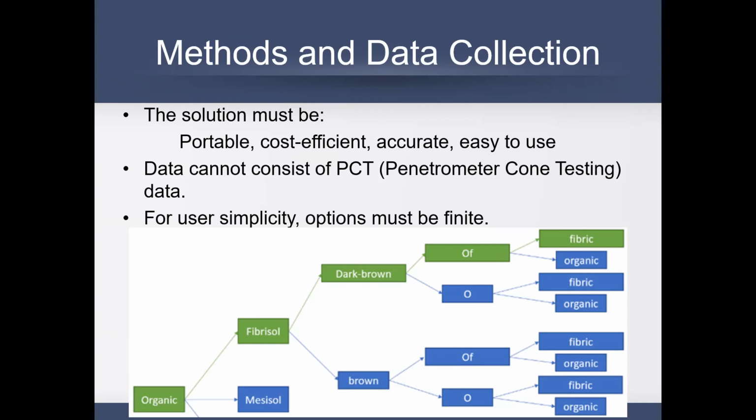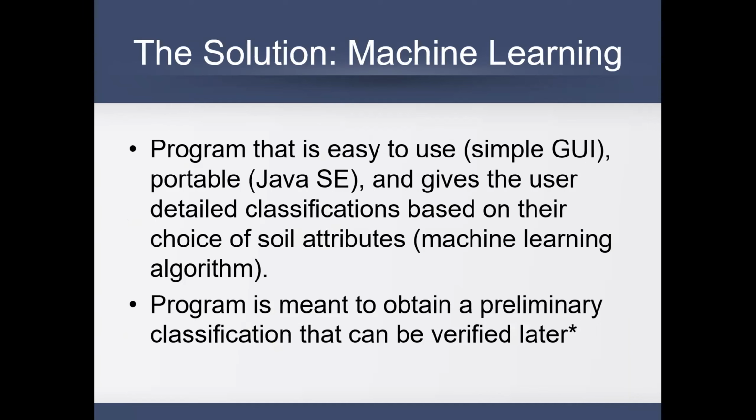So the solution has to be portable, it has to be cost efficient, accurate, and easy to use. The data cannot consist of PCT, which is penetrometer cone testing data, because a penetrometer is expensive and a lot of users don't have access to that, and it costs thousands of dollars to operate. So for user simplicity, the options must be finite. So what we did is, the solution here is machine learning, obviously.